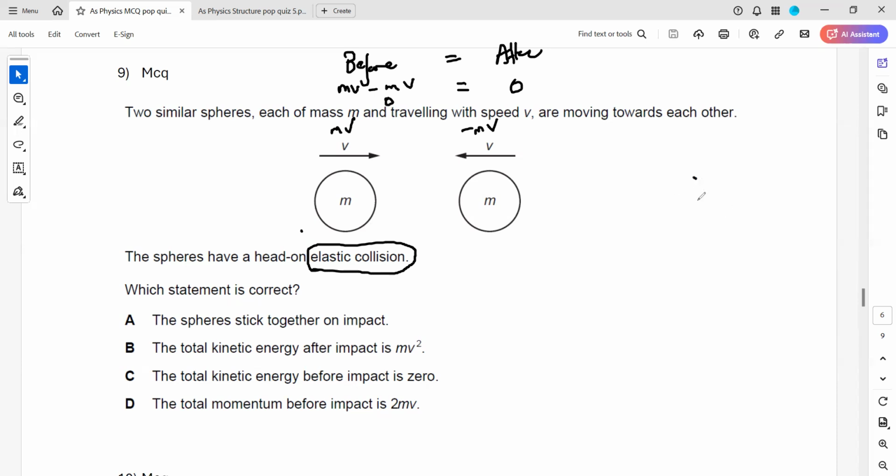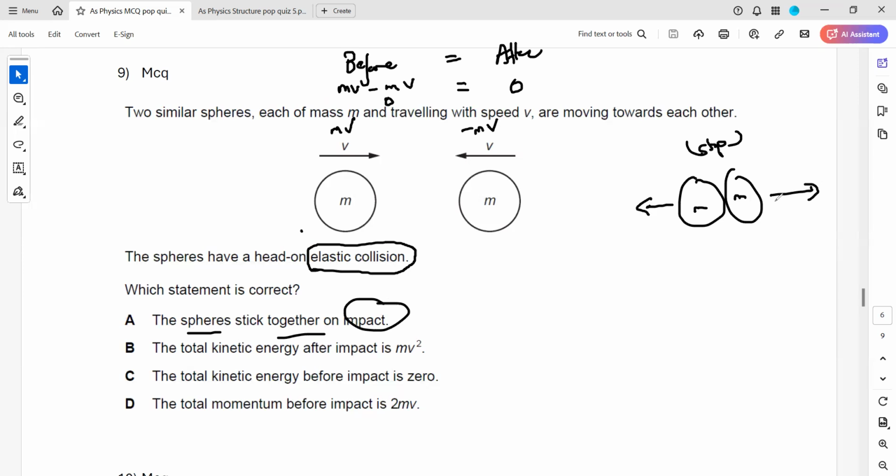Means when these objects collide with each other, they will stop after collision. So which statement is correct? The spheres stick together on impact. When they collide with each other, they will bounce back because the collision is elastic. Momentarily, when they hit, they will stop and then they will move in the opposite direction.